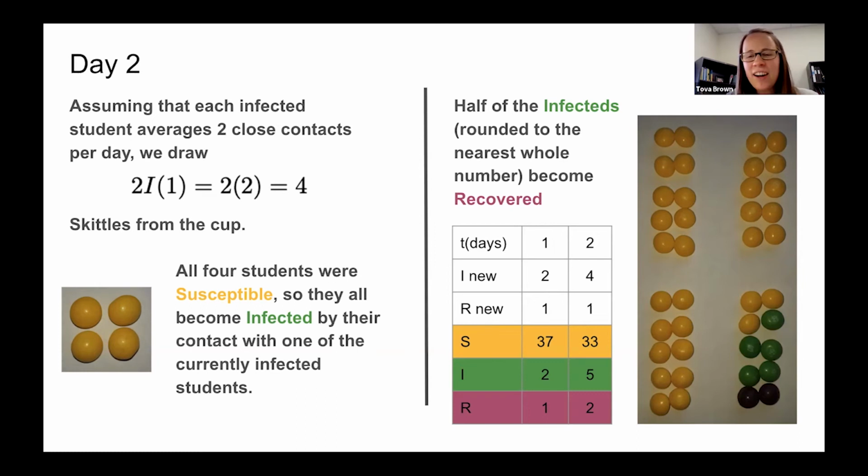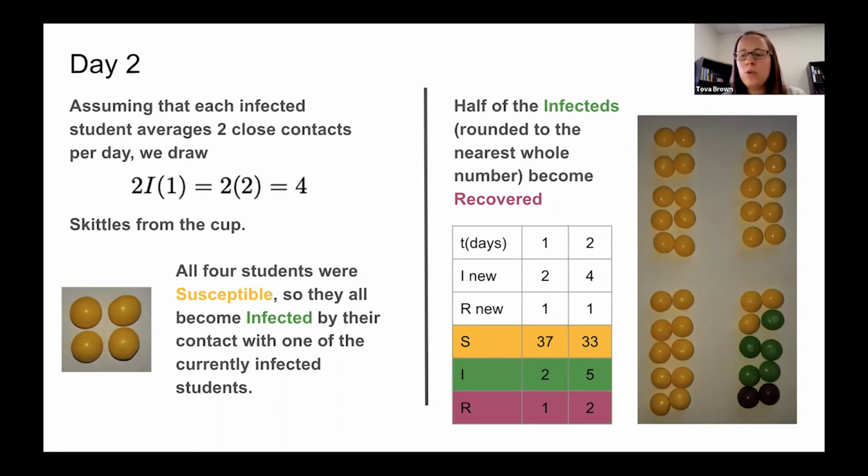Now some of the people who were infected on the previous day are recovering, and it should be about half of them, and we round to the closest whole number. So on day 1, there had been 2 infected people. If we take half of that, that means that 1 person is recovering. So the number of people who have newly recovered on day 2 is half of the infected population on the previous day. And the total number of recovered people on day 2 is the old number of recovered people plus those who are newly recovered. So we have 1 from R on day 1 and 1 from R new on day 2. That makes 2 recovered people by the end of day 2 of our epidemic.